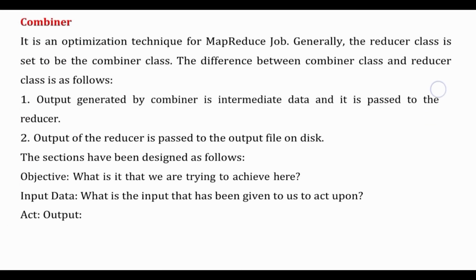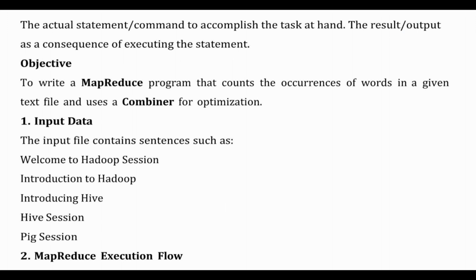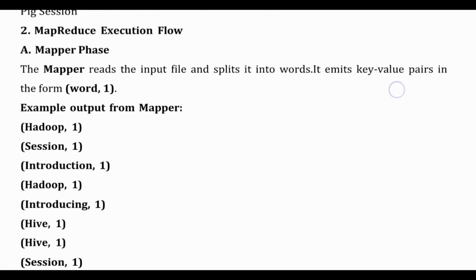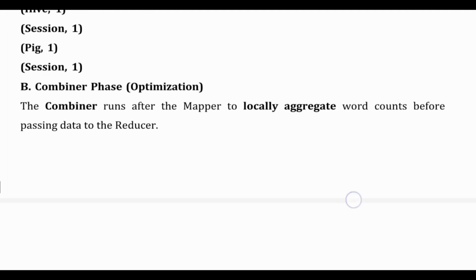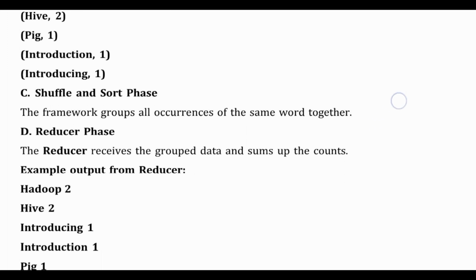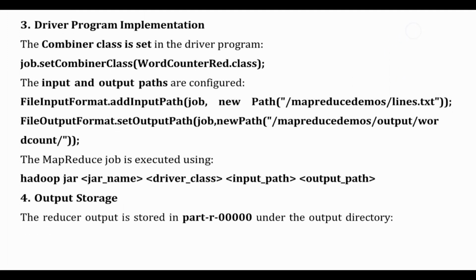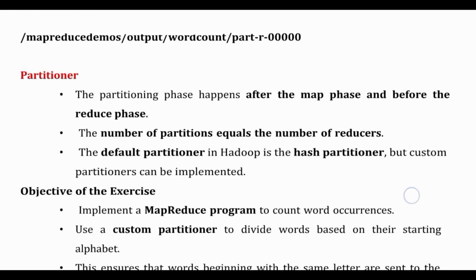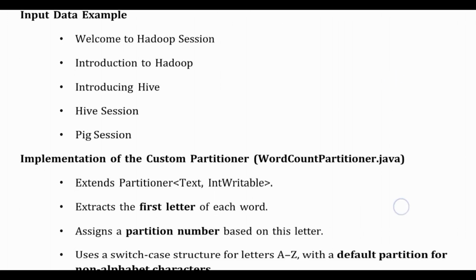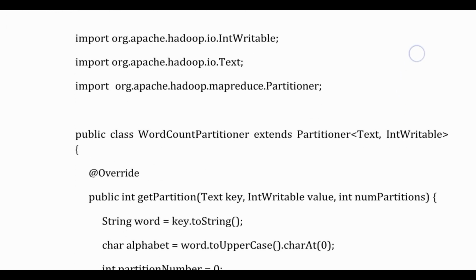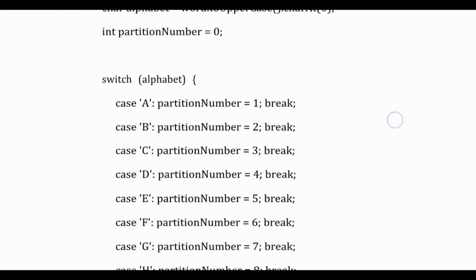Components of MapReduce. The Mapper takes input and produces intermediate key-value pairs. The Reducer combines and summarizes the mapped data. The Combiner is an optional mini-reducer for optimization. The Partitioner distributes keys across reducers for load balancing.